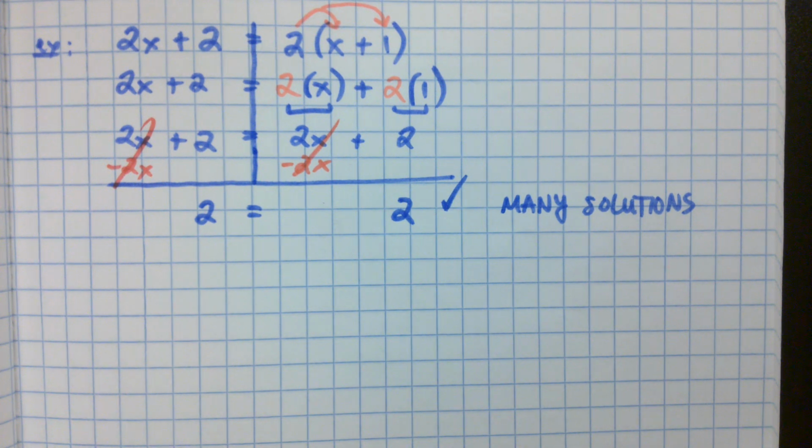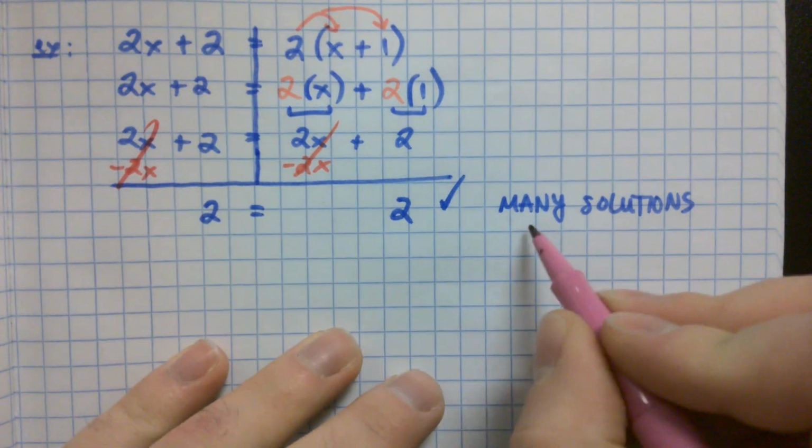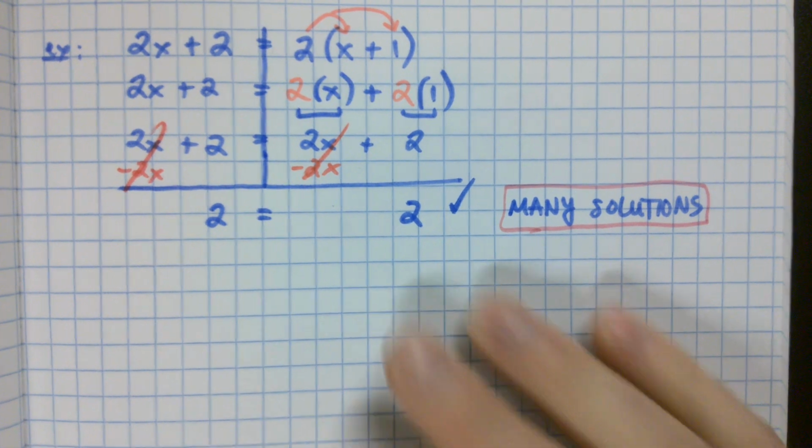I know it might be a little bit confusing at first, trying to understand the conceptual aspect of this, but really what it comes down to is solving it like normal and looking out for things like this. 2 equals 2. That's good. That means that we have many solutions. That's our answer. Box that up. Many solutions. And there we go. There's our answer.